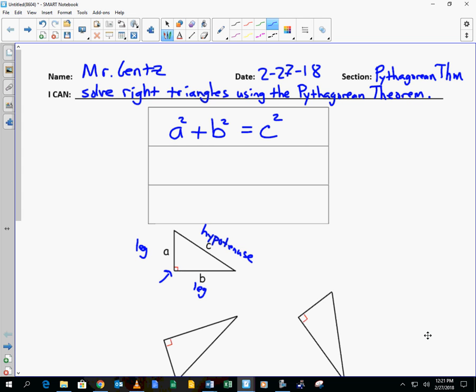Okay? Now, there's something else that we can do here to change it up a little bit. Suppose I were to subtract a B squared from both sides. What would remain over here? A squared equals, what do you then have over here? C squared minus B squared. Very good.